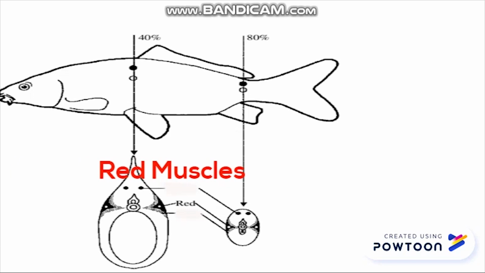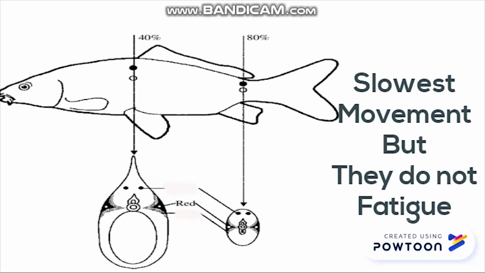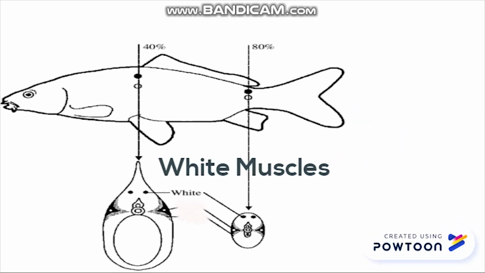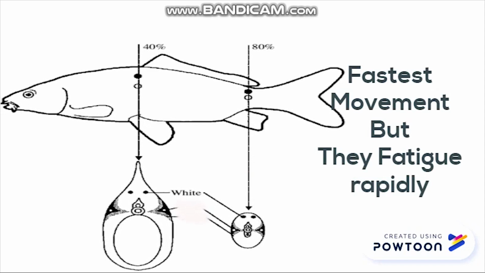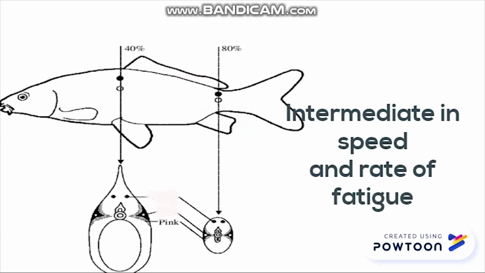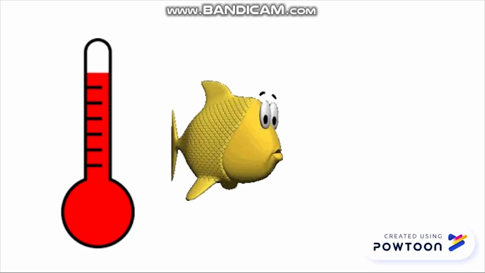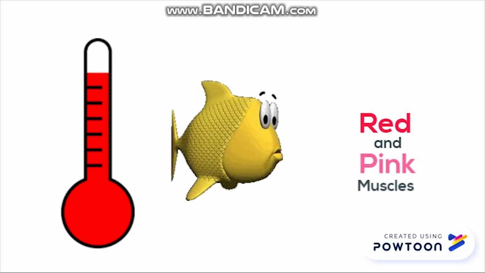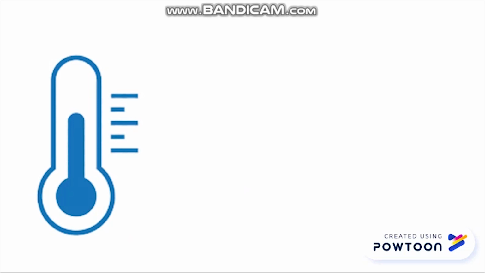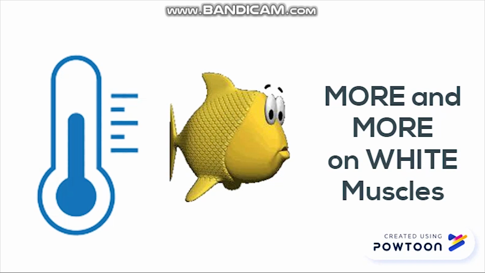Because a fish has 3 kinds of muscle: red, pink, and white. Red muscles produce the slowest movements, but they do not fatigue. White muscles produce the fastest movements, but they fatigue rapidly. Pink muscles are intermediate in speed and rate of fatigue. At high temperatures, a fish relies mostly on red and pink muscles. At colder temperatures, the fish relies more and more on white muscles, maintaining its speed and fatiguing faster.